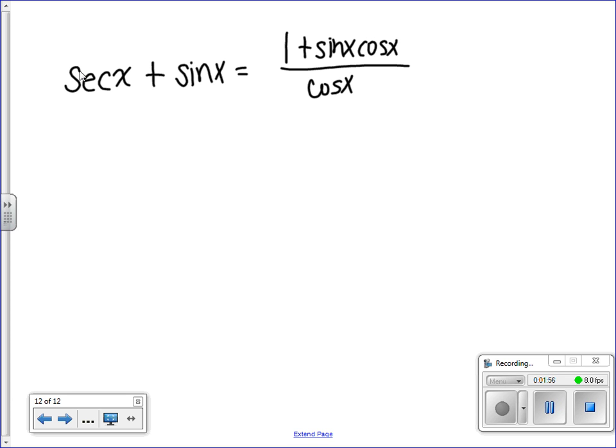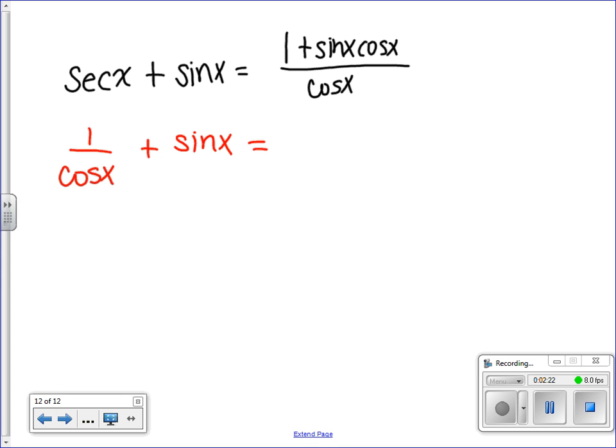Remember, you pick the most complicated side. What do you do next? You try to change it all to what? Sine or cosine. Okay, so secant is the reciprocal of sine. No, it's not. Just kidding. Secant is the reciprocal of cosine. So that's going to be 1 over cosine of x plus sine of x.